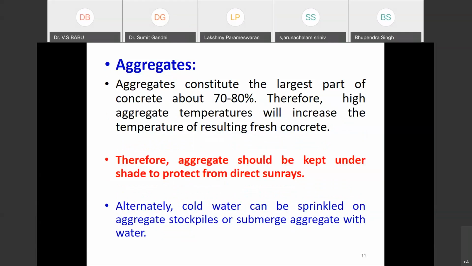Next, aggregates. The aggregates are the main constituent part, approximately 70 to 80% of the concrete. Therefore, the aggregate should be kept under shade to protect it from direct sun rays or the hot sun. Alternatively, some cold water can be sprinkled on the aggregate stockpile. That means submergence will bring the aggregate temperature considerably low, so that after that, you can use the same aggregate in the concrete.